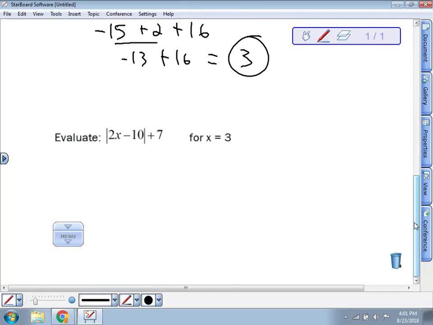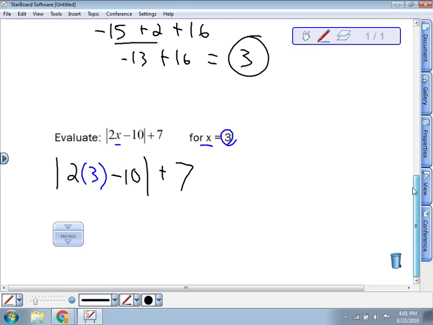Let's take one more. We're going to evaluate. We're going to substitute those values in. Here's what the expression looks like. It tells us that x equals 3, so wherever we see an x, we're going to put in a 3. Let's rewrite this problem now. Here's our absolute value symbols. We have 2 times x. We said x is 3. Then it's minus 10. We close our absolute value statement, and then plus 7.